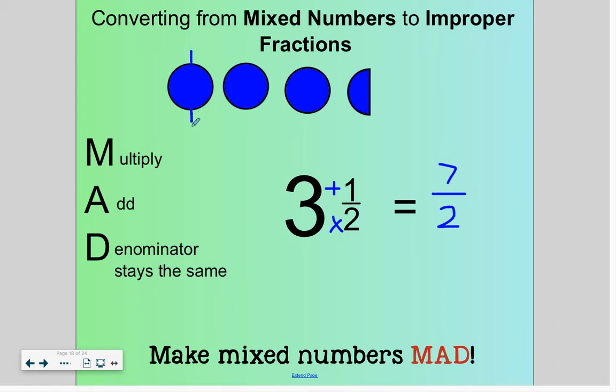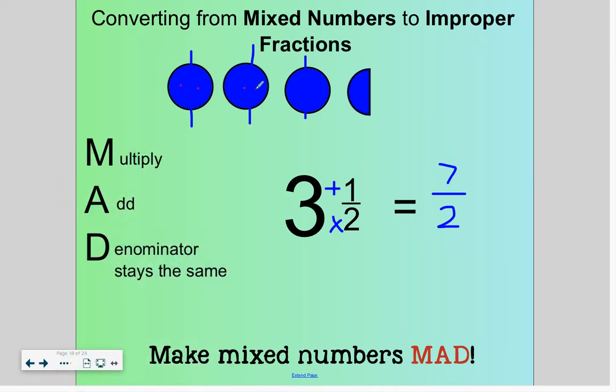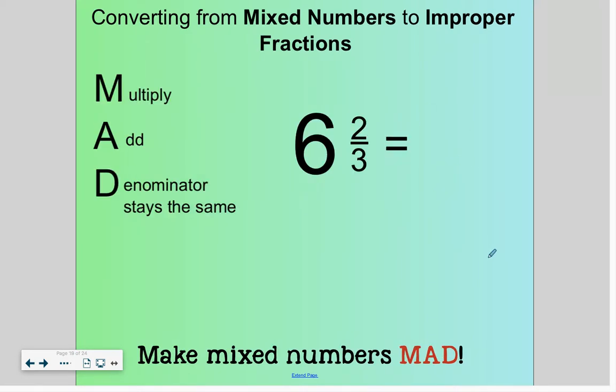2 times 3 is 6, plus 1 is 7 halves. That means if we had 3 circles and a half of another, if I were to split that up, there would be 1, 2, 3, 4, 5, 6 halves, plus 1 more, 7 halves. If I had 6 2/3 and you wanted to make that improper, you multiply, add, keep the denominator the same. 3 times 6 is 18, plus 2 is 20. Our answer is 20/3.